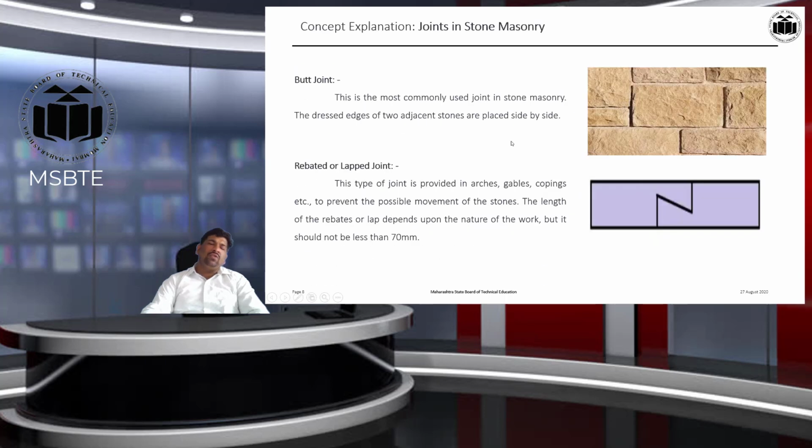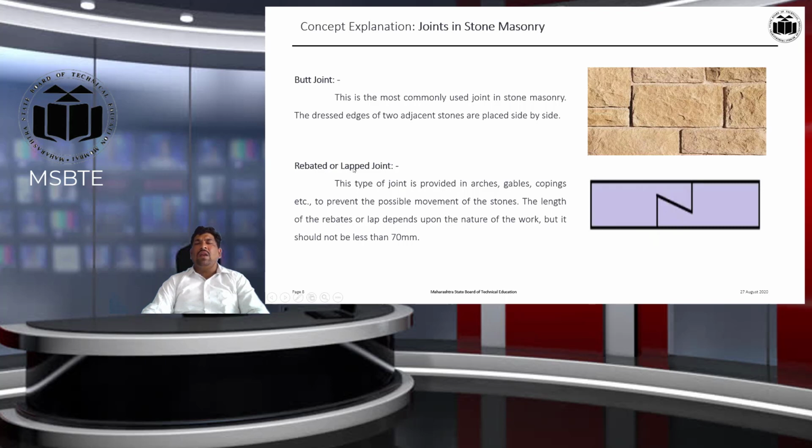What are the different joints available in stone masonry? The first and foremost is the butt joint. This is the most commonly used joint in stone masonry. The raised edges of 2 adjacent stones are placed side by side. This is the general joint that we provide in stone masonry, in which the surfaces of both stones touching each other are kept one beside another, and then jointing is provided, and that's why this joint is called a butt joint.